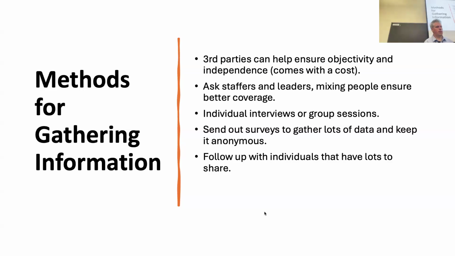So, some methods for gathering information. One thing that you could do is consult with a third party. They'll have independence, and so that might be helpful because you get a better sense of how well you're doing. If you're reporting internally, you might be a little more inclined to be favorable. But that would come with a cost, of course, and that might come with using their maturity model instead of the one that you want to use.